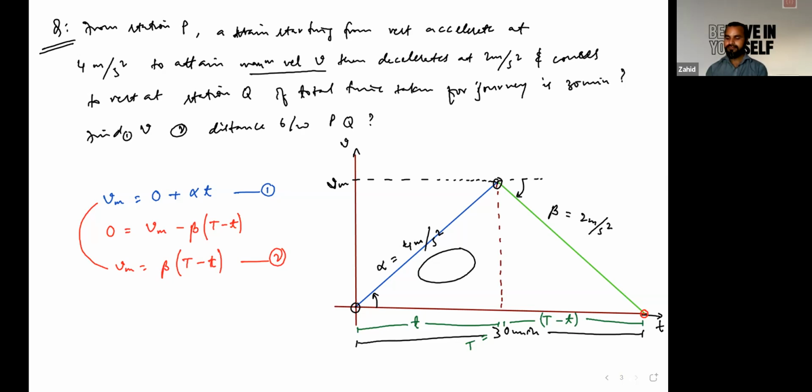So now we have to solve these equations. We have equation first and equation second. Since the two equations have the same left hand side, just compare them to find the value of small t. On getting small t, put that value in the first equation, and you would be able to calculate V max.